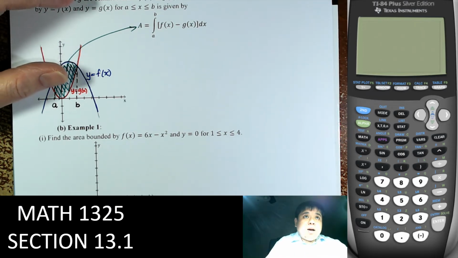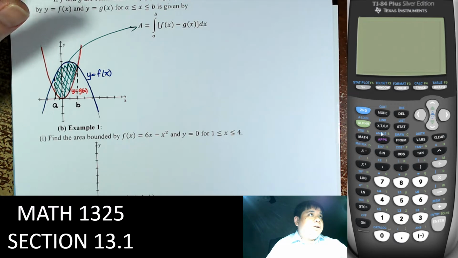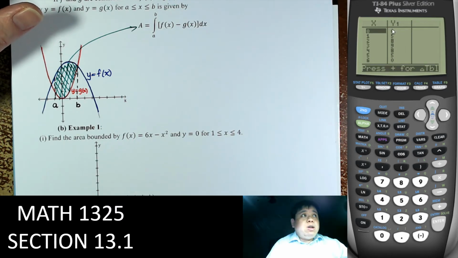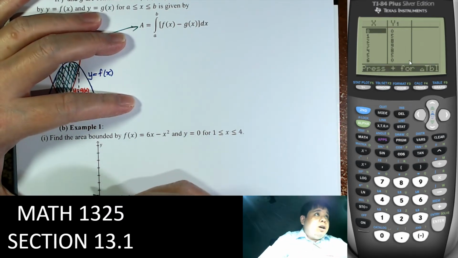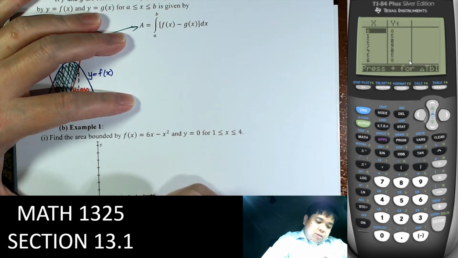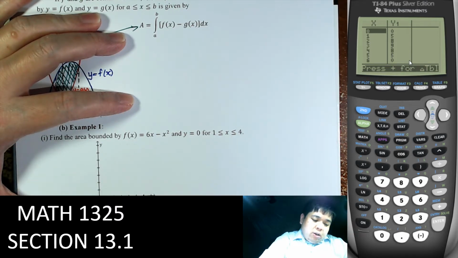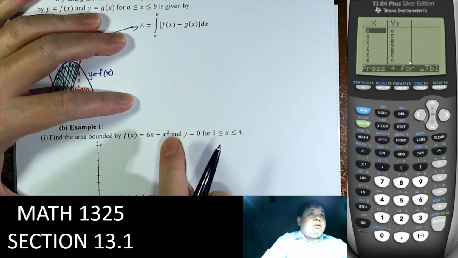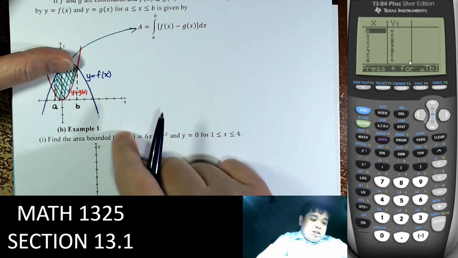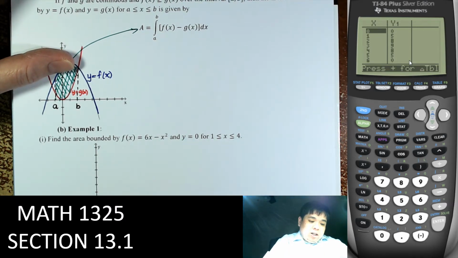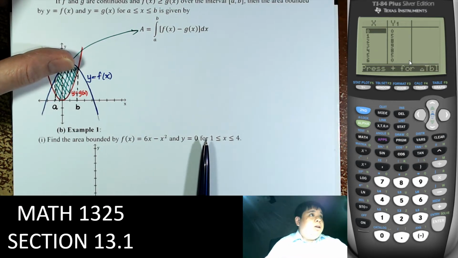So 6x minus x squared, if we graph it, just look at the table first. When x equal to 0, y equal to 0. When x equal to 6, y equal to 0. So we have those points: 0, 1, 2, 3, 4, 5, 6. Because this graph is a parabola, there's symmetry. Because it's symmetric on 0 and 6, the vertex will be right in the middle, at 3, and that will be 9.